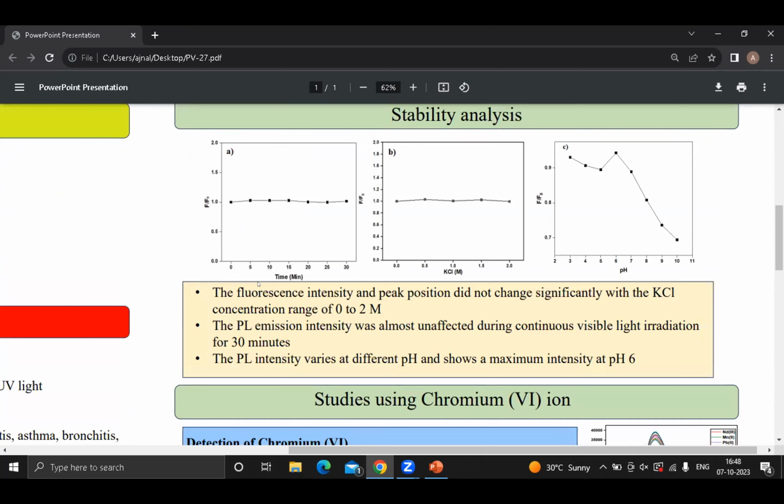The fluorescence intensity and peak position didn't change significantly with KCl concentration range 0 to 2 molar, which means it is stable. And in the second structure, we can see it is also not affected under UV light. So even if it comes under UV radiation, it will be stable. And in the third figure, we can see there is a maximum peak at pH 6, which means the pH of this CD is 6.